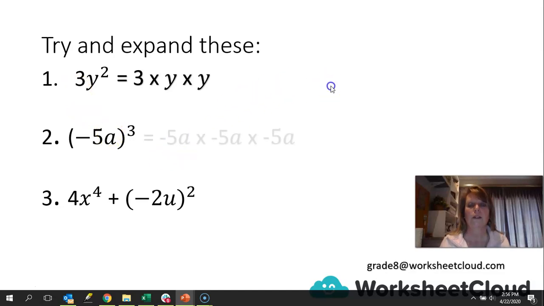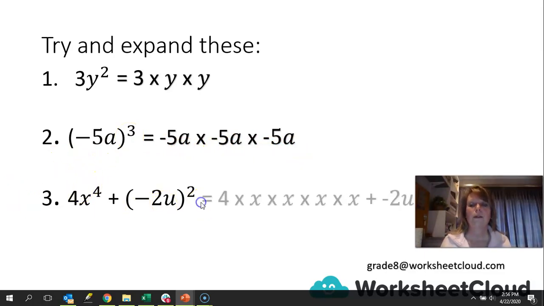Right, let's look at the next one. We've now got the coefficient being part of the base because the brackets are there, and it's minus 5a times minus 5a times minus 5a. Can you see it's 3 times because the exponent is 3. In the third one, let's have a look at this.